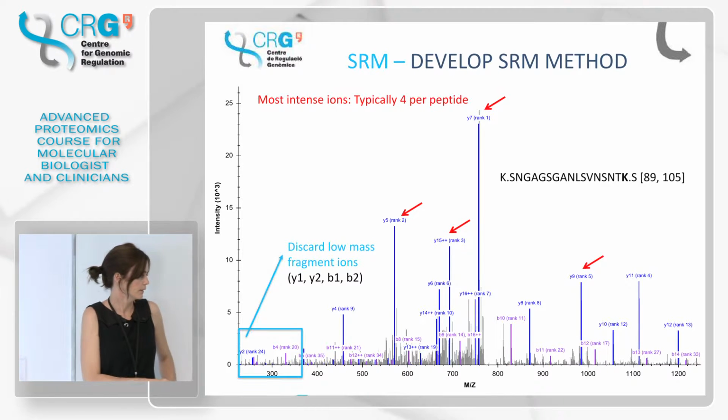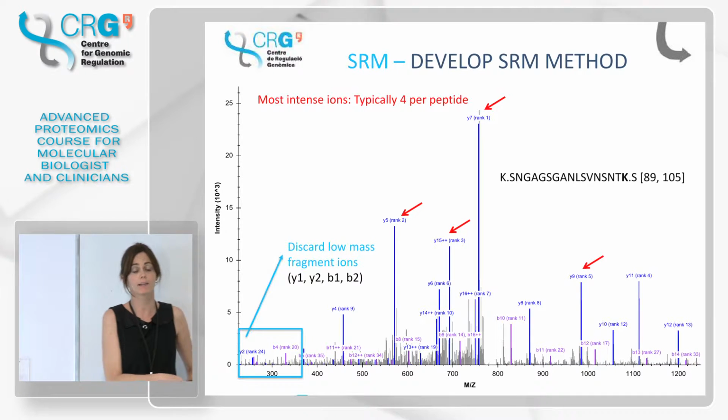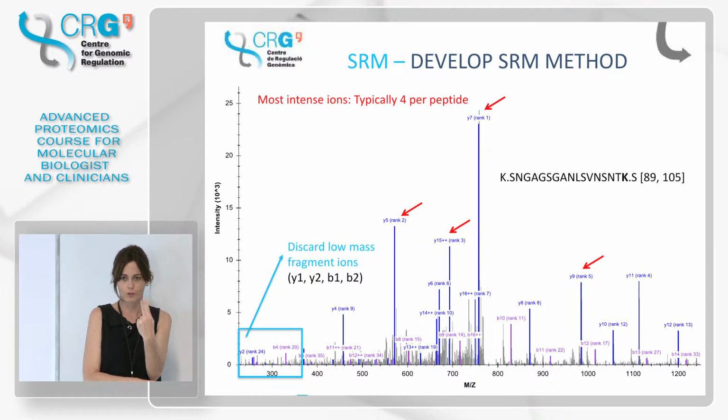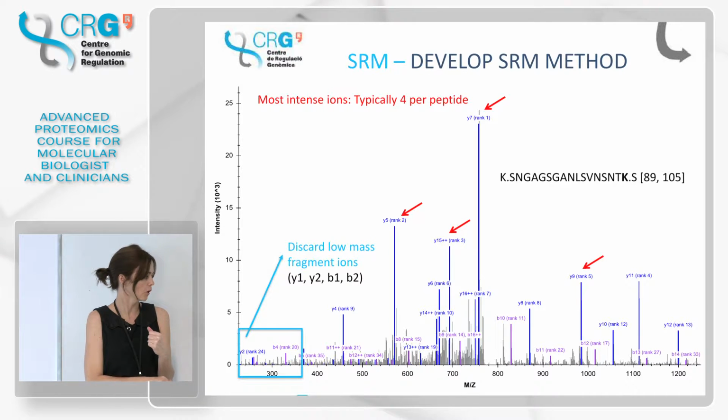Very important: sometimes in the MS2 spectra, the most intense ion is here, for example, a B2 or a Y2 or a Y1. This happens. This is not the case here. Even if the most intense fragment is here, you want to discard this region because it has very little information. It's only 2 amino acids or 1 amino acid, which is going to be common to a lot of peptides. So always remember to discard the low mass to charge area.